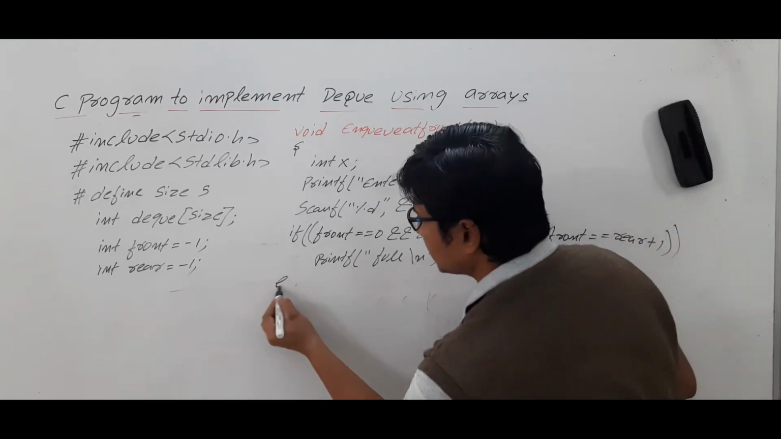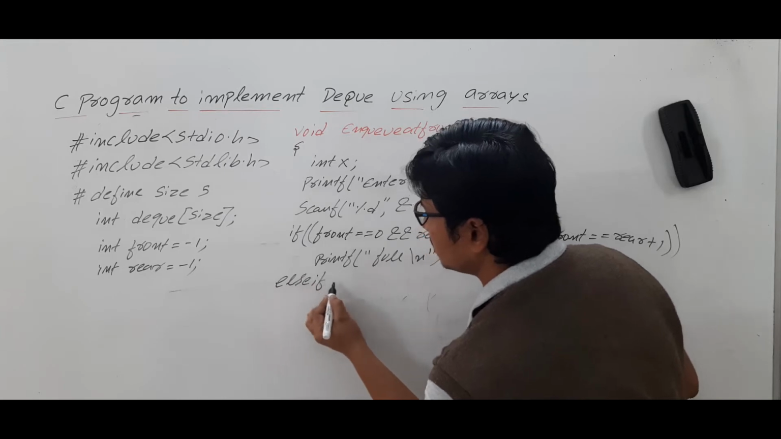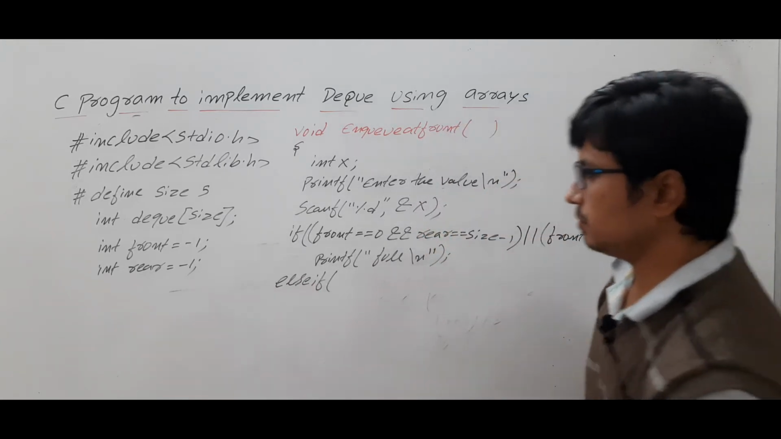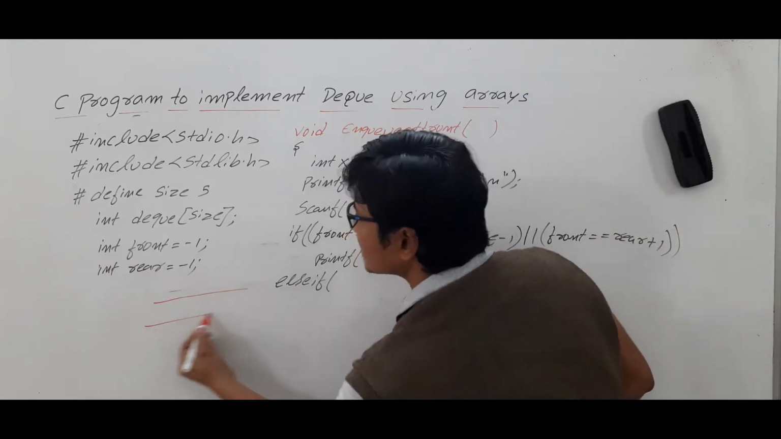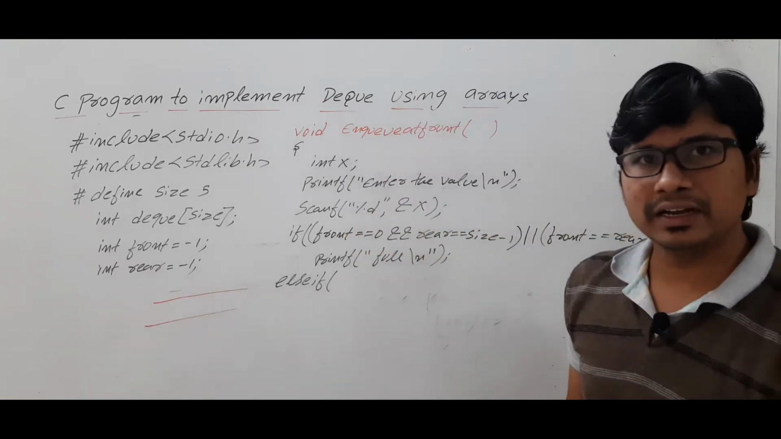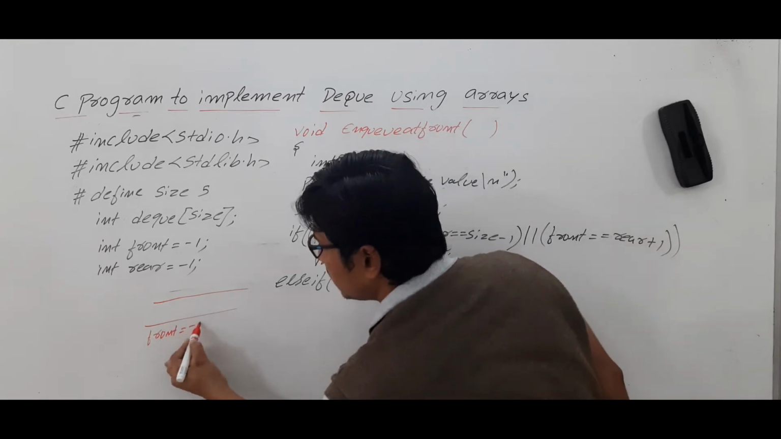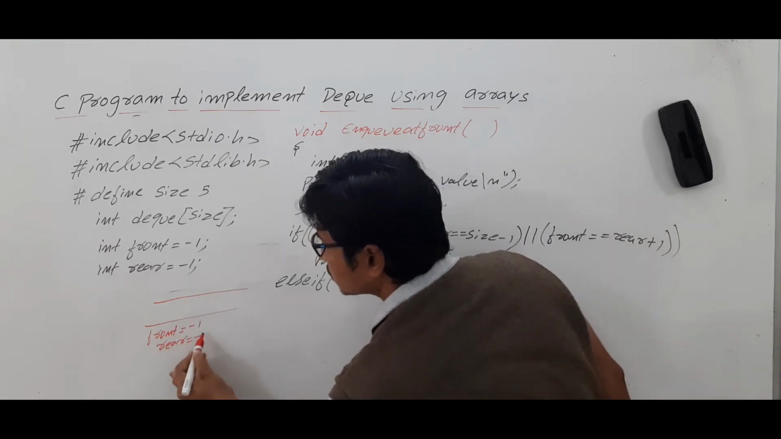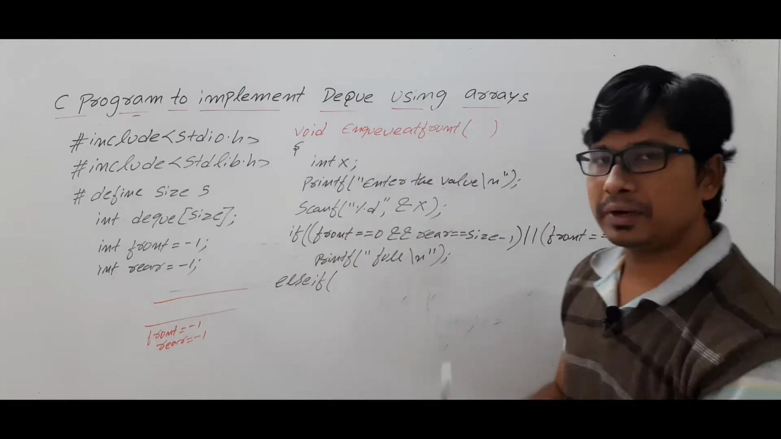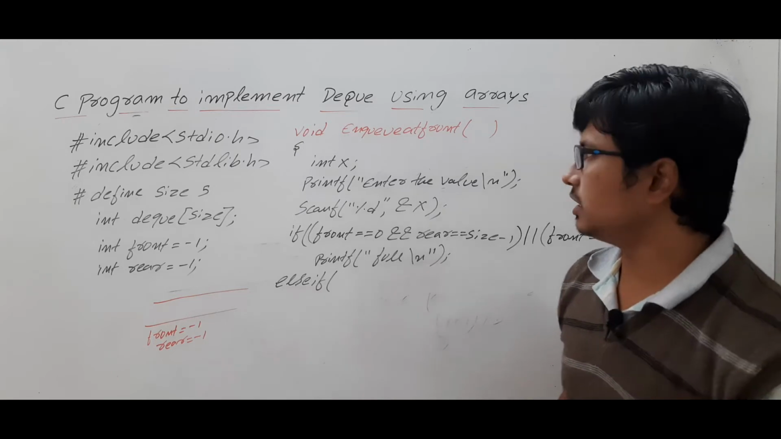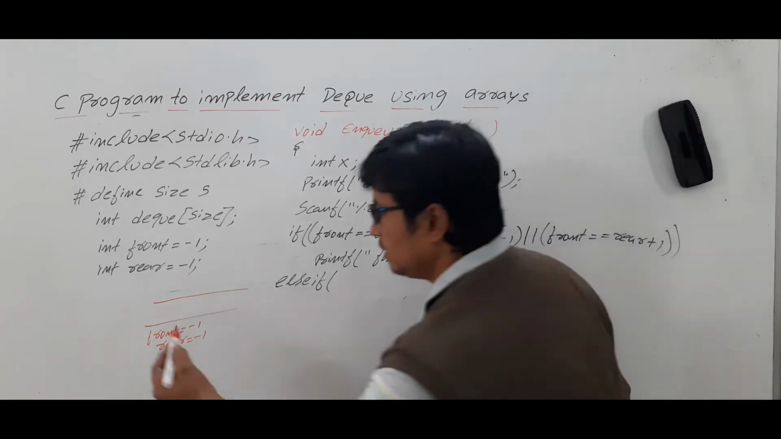Else, meaning the double-ended queue is not full. If the double-ended queue is not full, let's take this scenario: the double-ended queue is empty. When can I say the double-ended queue is empty? If front is equal to -1 and rear is equal to -1, then the double-ended queue is empty. Now whatever element you are inserting, that is the first element. You want to insert at front, enqueue at front.